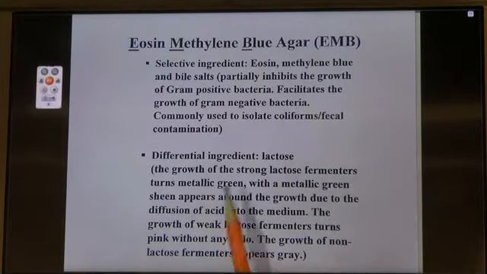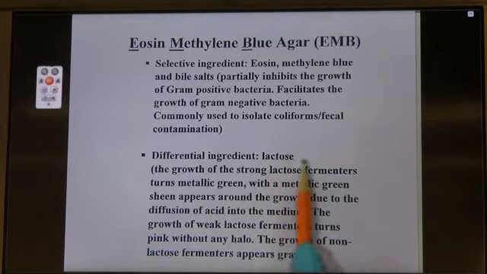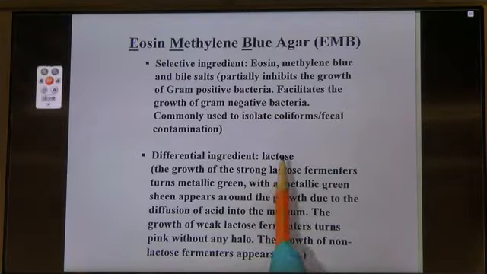Now the gram-negative that are growing on your plate, they can be differentiated on the basis of lactose fermentation, just like MacConkey. But here you have two different colors. You have pink and you have green metallic color. On MacConkey you had halo, right? But here you have green metallic color. What is that metallic color?